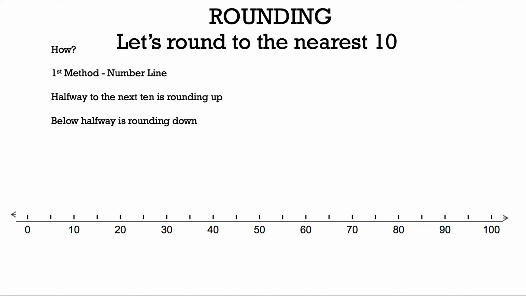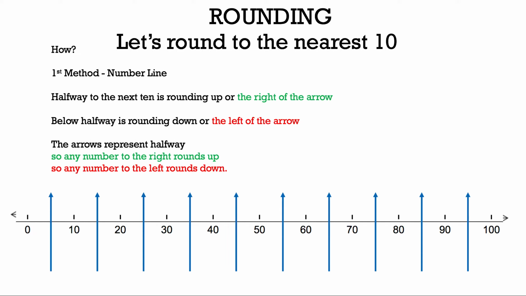Okay, so let's talk about rounding to the nearest 10. Halfway to the next 10 or above is rounding up. Below halfway is rounding down. Now let's take a look. It says to the right of the arrow, you round up, and to the left of the arrow is rounding down.